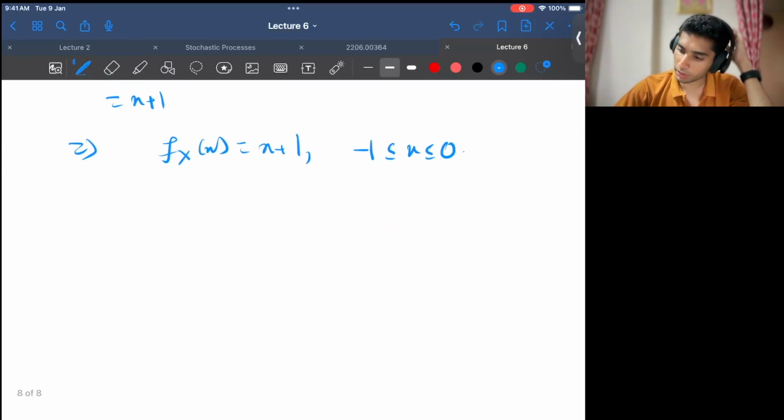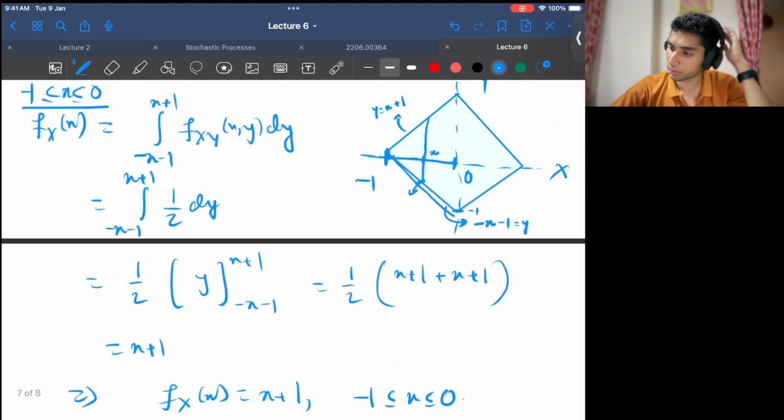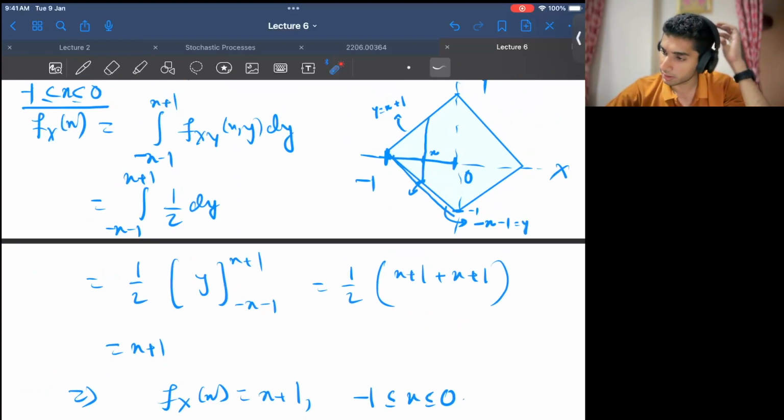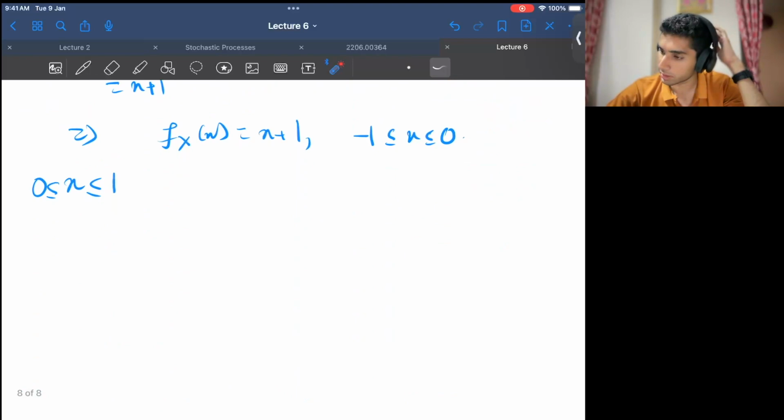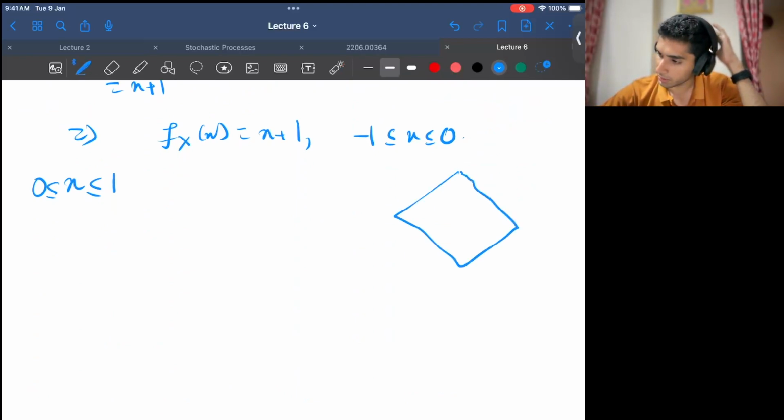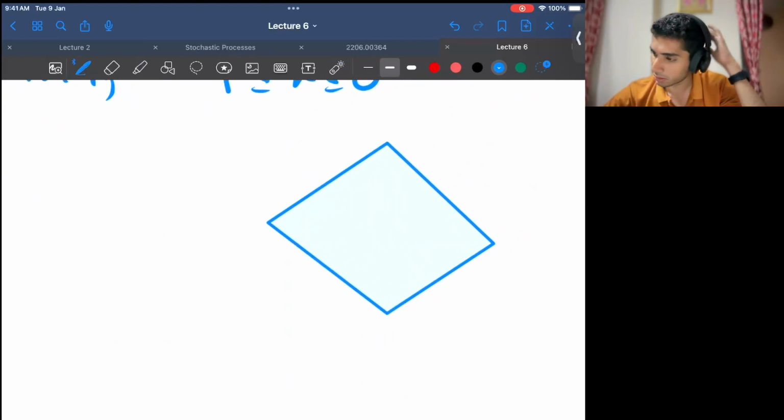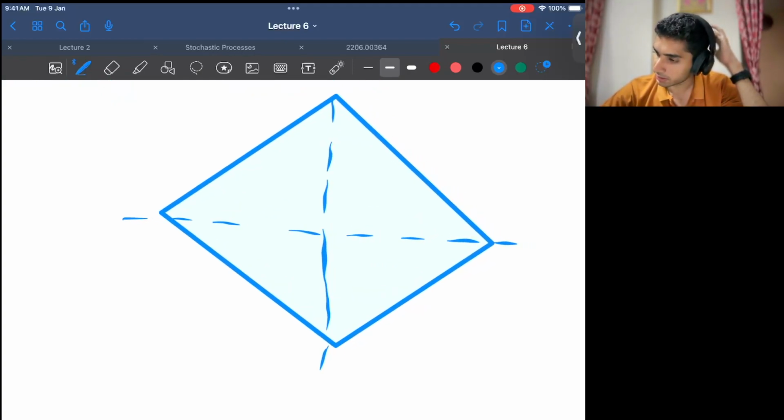Okay. What about x when it's less than or equal to 1 and greater than or equal to 0? What about this, the second half? I mean, we saw this region. What about this region? So let's look at it. So again, I am making that square, right? So this is the square. Let's look at this region now.